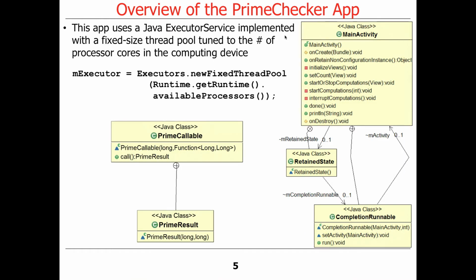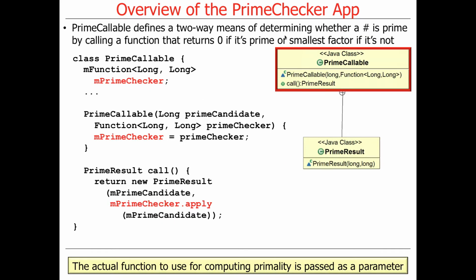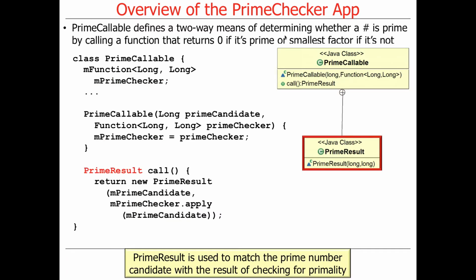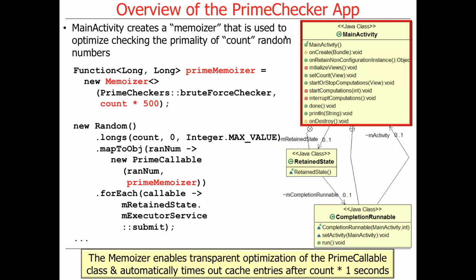As before, we have a pool of threads, we have as many threads as there are cores on the machine. Similar to before, we have a prime callable that has a PrimeChecker function in it, and we basically delegate the call to the PrimeChecker function, and that way you can parameterize what kind of PrimeChecker you want to have in here. Same issue with PrimeResult, it just gets the results back. Here's where things get a little bit different. This time we have a PrimeMemoizer. This should say TimedMemoizer, not Memoizer. I originally called it Memoizer, but that was confusing, so now it's called TimedMemoizer.